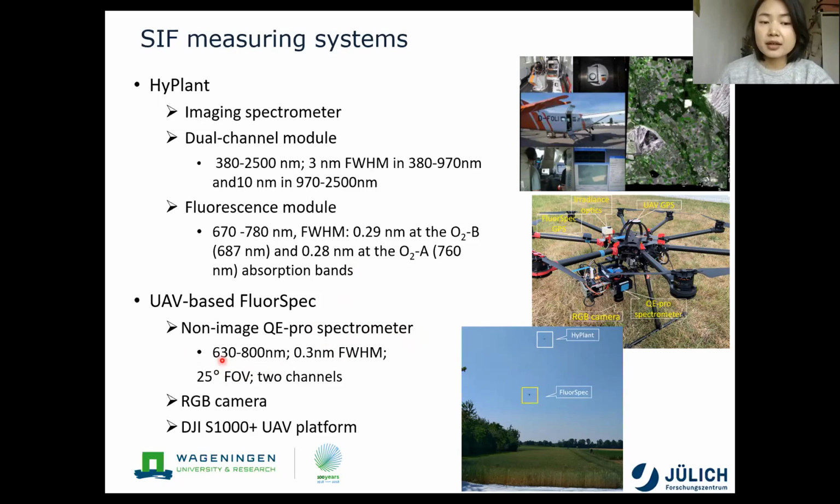For UAV-based FluorSpec, it has a non-imaging QE Pro spectrometer. This spectrometer has a spectral window of 630 to 800 nanometers. It has two channels. The upper one collects the irradiance, and the downward one collects the reflected radiance. And an RGB camera is also fixed with the QE Pro sensor here. So this is a picture when HyPlant and FluorSpec flew over the field at the same time.